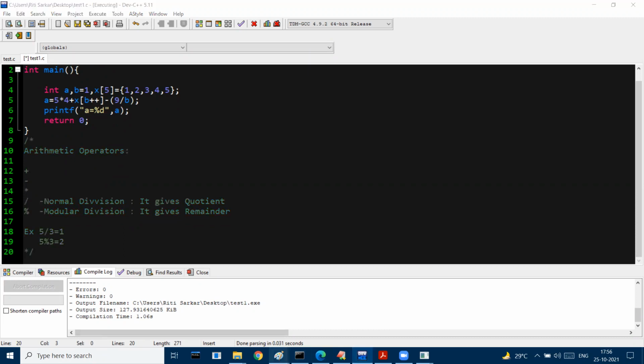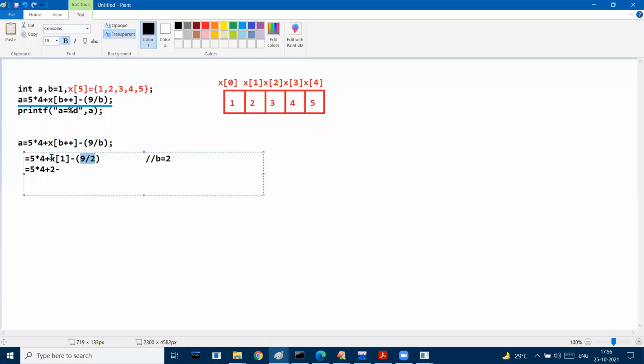Now you see here, in this example, 5 into 4 plus x of 1, which is what? 2. Okay, done. Minus 9 by 2. What will I get, guys? Quotient, because this operator will give me what? Quotient. So what is the answer I will get? 4. Now who is having high precedence? Multiplication. Let me do that. 20 plus 2 minus 4.